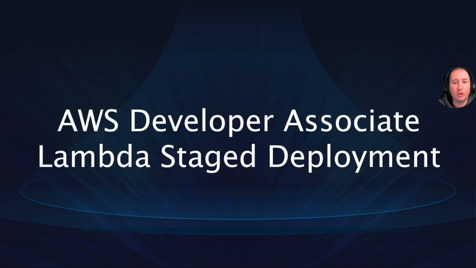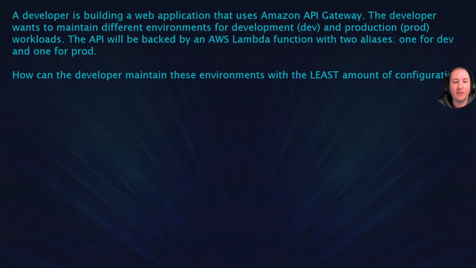So today's question we're going to be covering around Lambda stage deployments. We'll discuss why this is important as we go along with the question. Let's dive right into the question today. So we have a developer building a web application that uses Amazon API Gateway. The developer wants to maintain different environments for development and production workloads. The API will be backed by an AWS Lambda function with two aliases, one for dev and one for prod. How can the developer maintain these environments with the least amount of configuration?